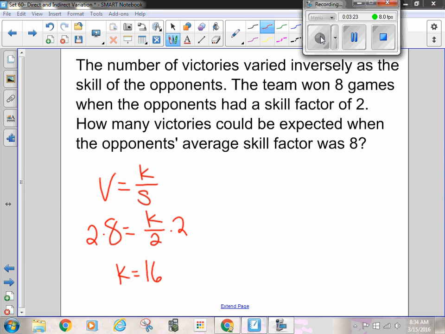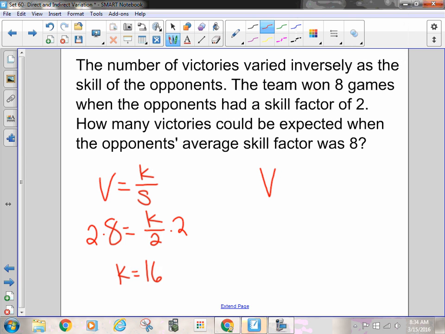So, how many victories could be expected when the opponent's average skill factor was 8? So we're just going to divide. We can expect victories of 2. And so think about this inversely. As their skill factor goes up of the opposing team, my victories go down. So one goes up and the other one goes down.